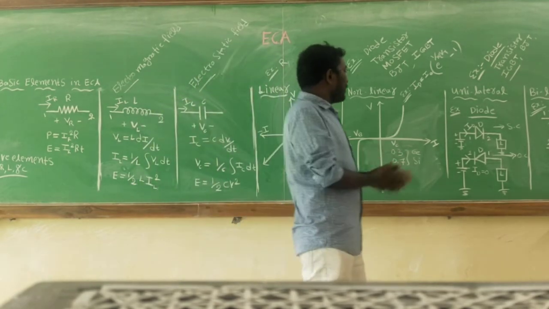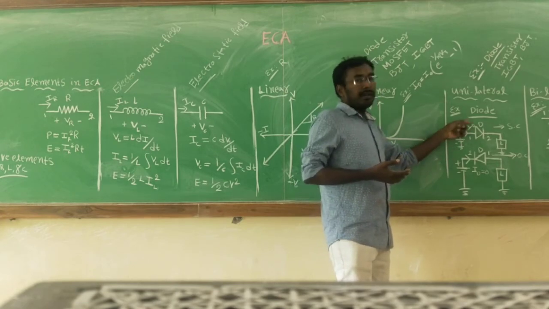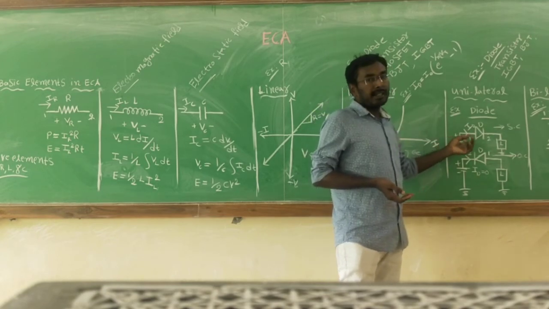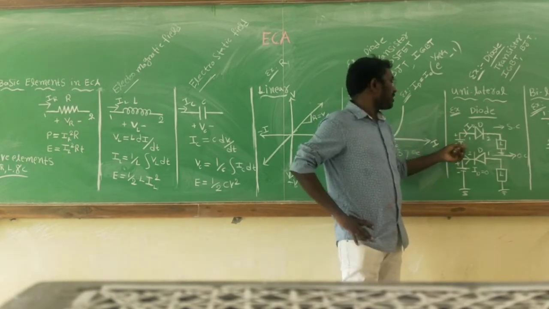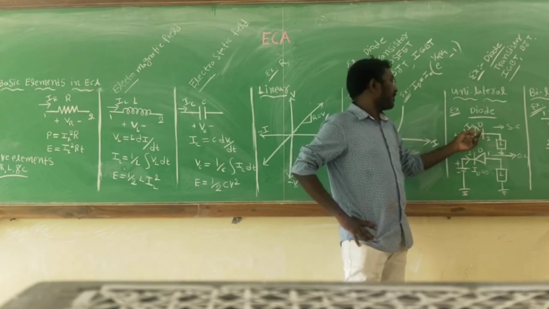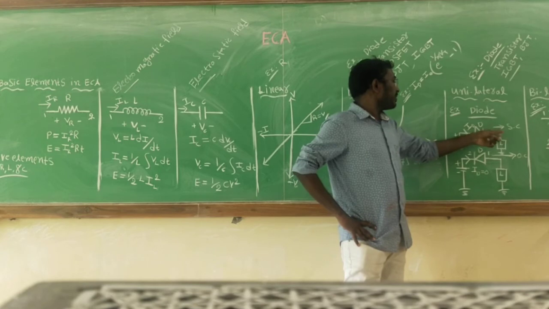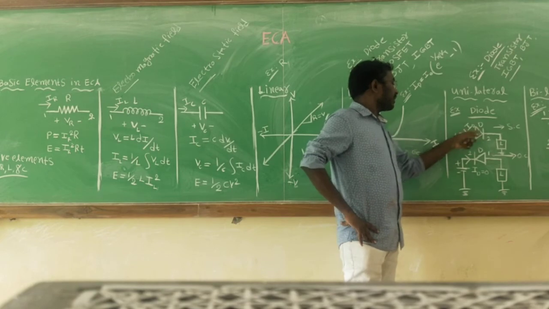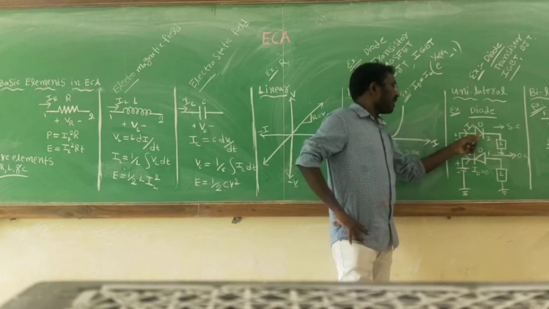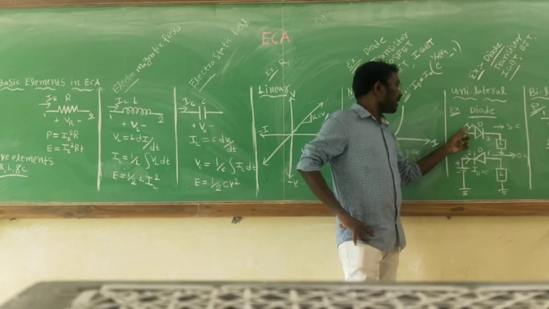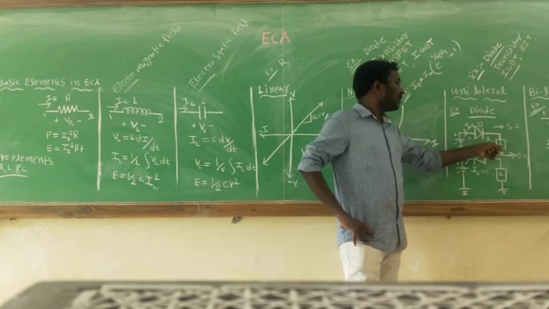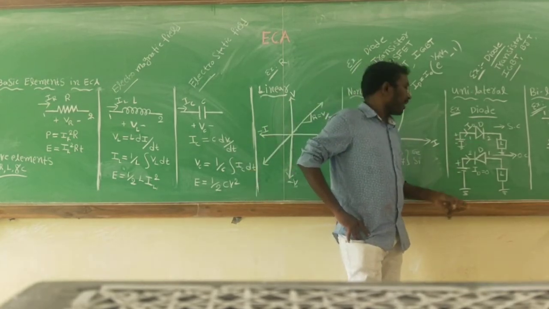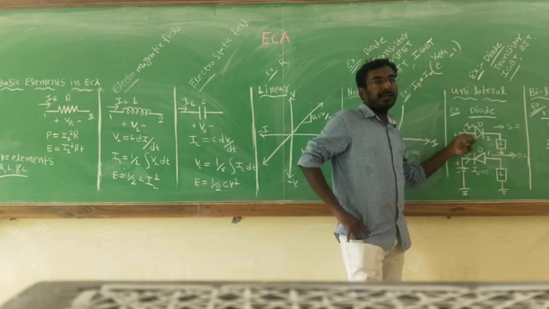For example, if I am taking this diode and it is connected in forward bias condition, the positive is connected to the positive of the diode, and the negative is connected like that. With the forward bias condition, current passes through the diode and through the load. That means it allows the current in the forward bias condition.